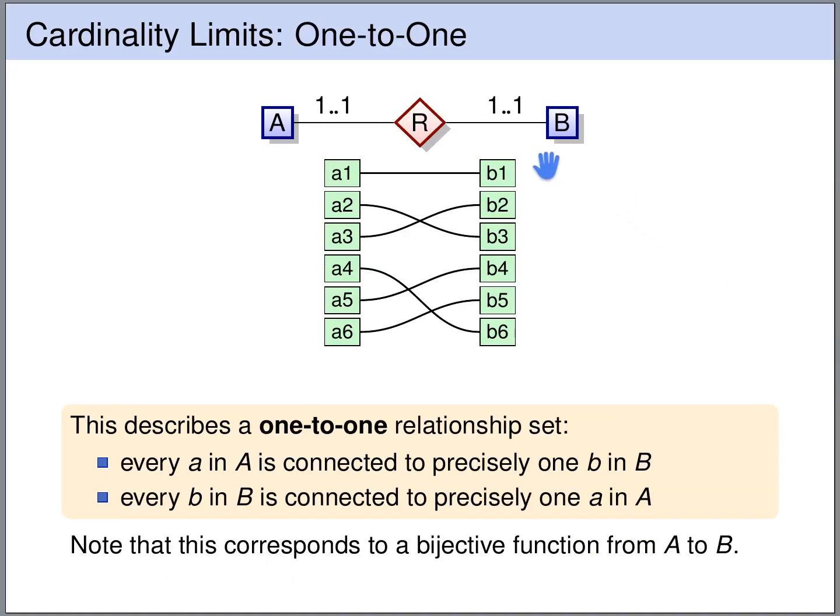If we annotate both connections by 1..1, we get a one-to-one relation. This means that every A is related to precisely one B, and every B is related to precisely one A. So in a mathematical sense, this gives you a bijection between A and B. And this also means that the entity sets A and B contain the same number of entities.